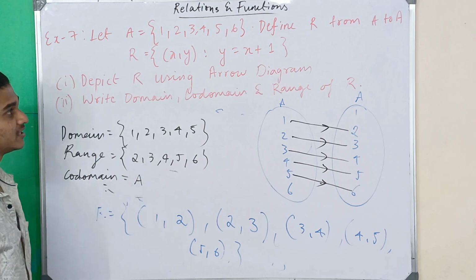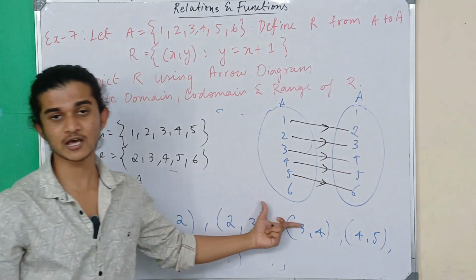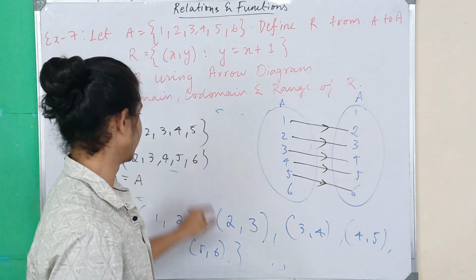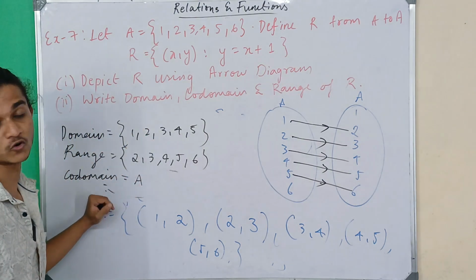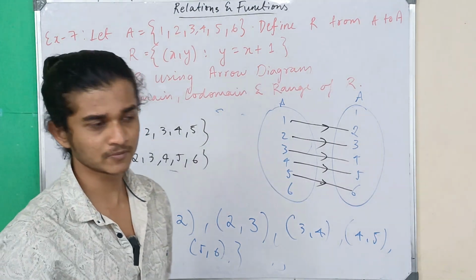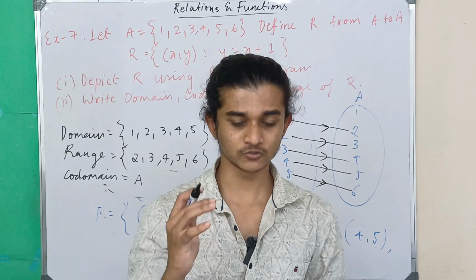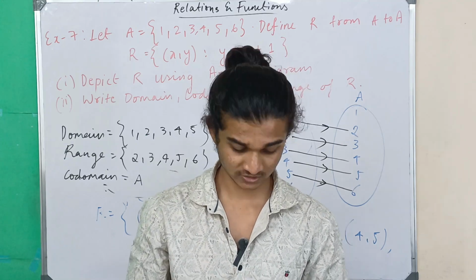So this is how you find the relation, how we represent a relation in arrow diagrams, and how we find domain, range and codomain. It's very easy. People don't normally get it, but it's very easy. So let us try to solve one more problem on this.